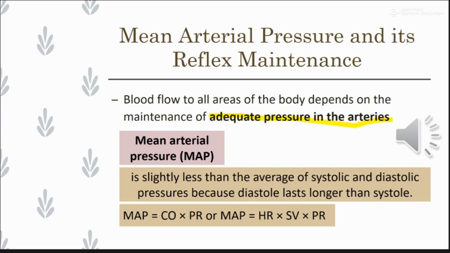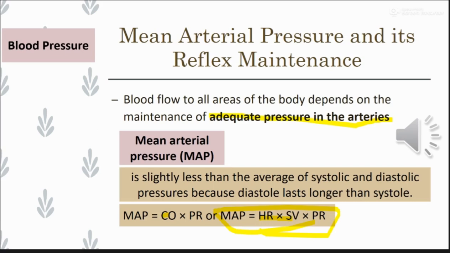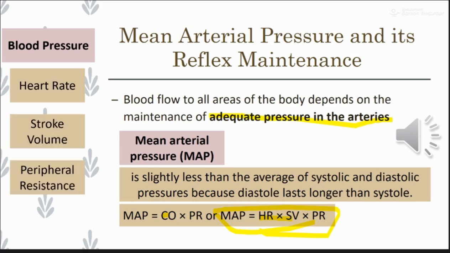longer than systole. So the formula for your MAP is your cardiac output times peripheral resistance. So cardiac output again is equal to your HR and SV, heart rate and stroke volume, okay? So as indicated, blood pressure is influenced by three factors: your heart rate, stroke volume and peripheral resistance. So any increase in one of these elements will elevate your blood pressure. If any one also decreases, of course, your BP will be reduced. Okay, blood pressure, heart rate, stroke volume, and PR.